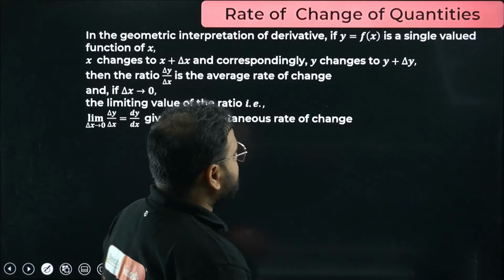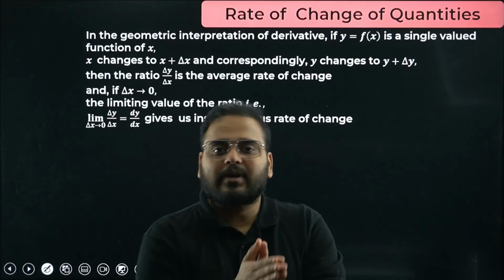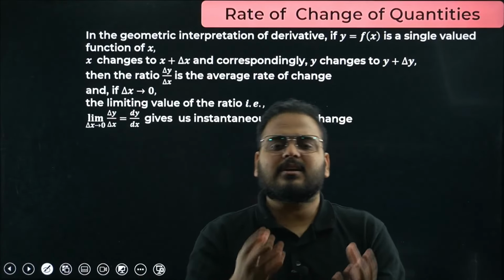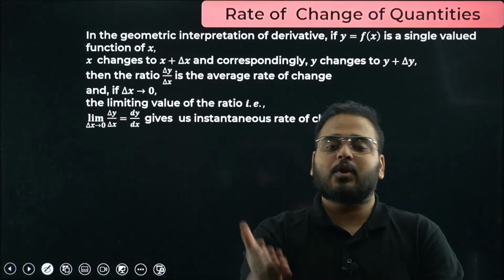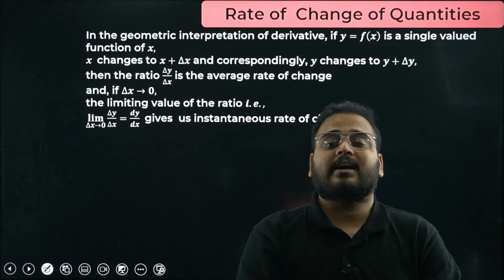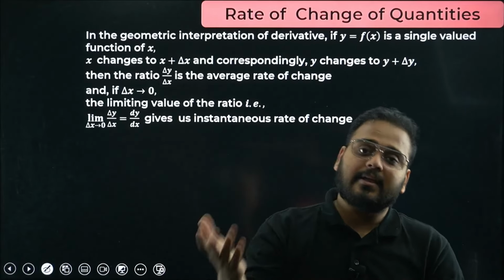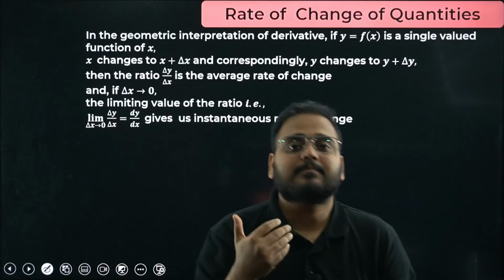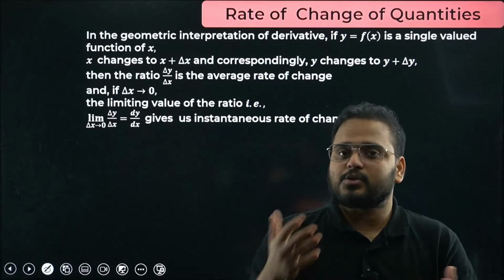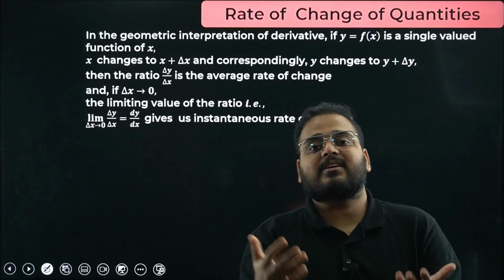Rate of change of quantities. So what we learned over here, bacha, is that a variable can be assigned to any quantity. For example, I can assign a variable v to the quantity velocity or volume, right? I can assign a variable a to the area. So rate of change of any variable with respect to another variable. For example, how fast or how slowly the area is increasing when the time is increasing.